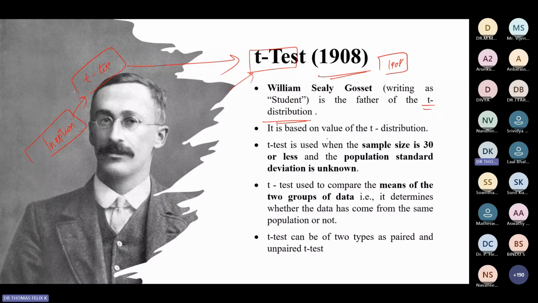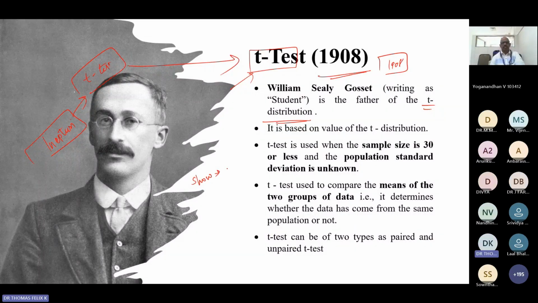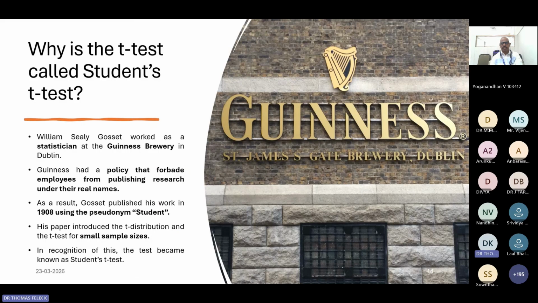As I said, every data should follow some assumption. The data should be distributed normally, and the t-test is based on the t-distribution. Then we will have a question: when do we use it, and what is the need for the t-distribution? Before that, I'll say why the t-test is called Student's t-test.